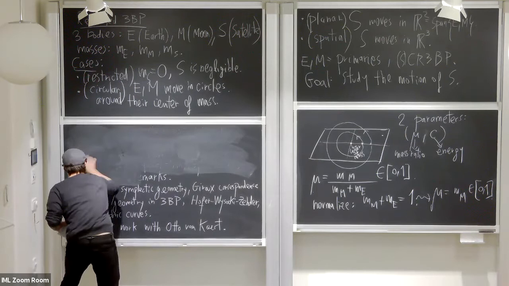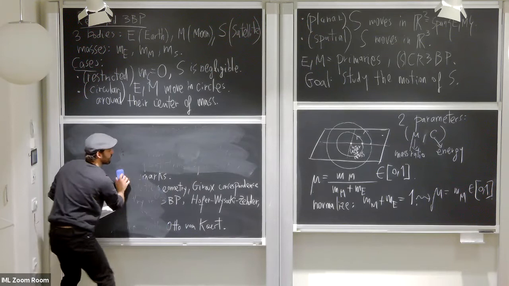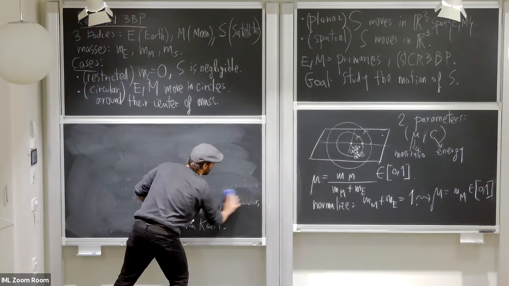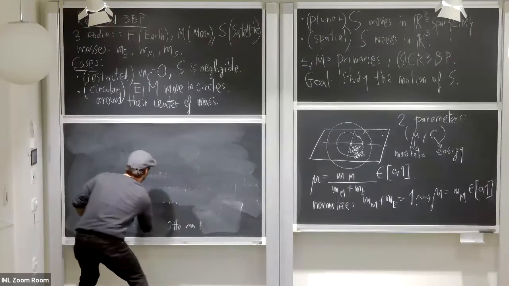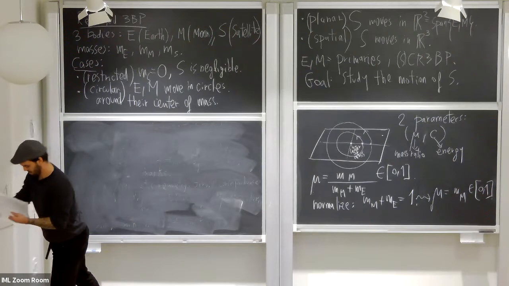Sorry, I'm a bit confused. Why is it between 0 and 1? Well, because the mass of the Moon is less than or equal to the sum of the mass of the Moon plus the mass of the Earth. Ah, okay. Any more questions? Okay.